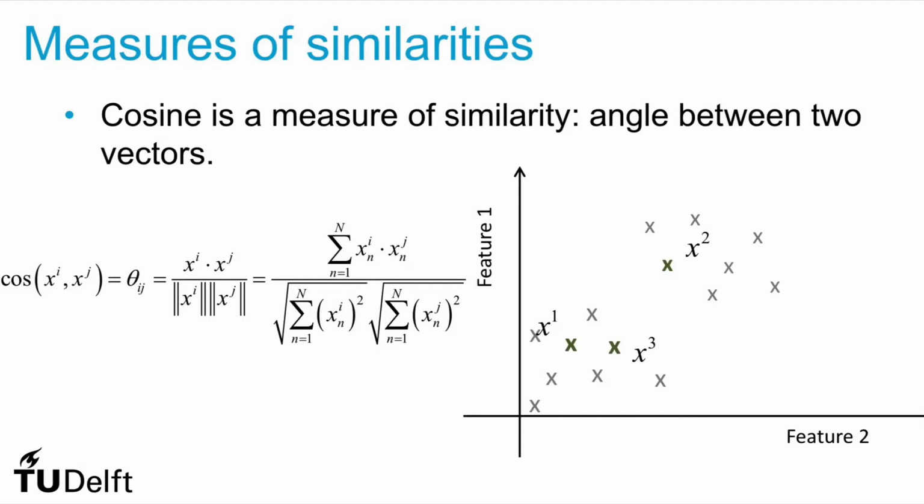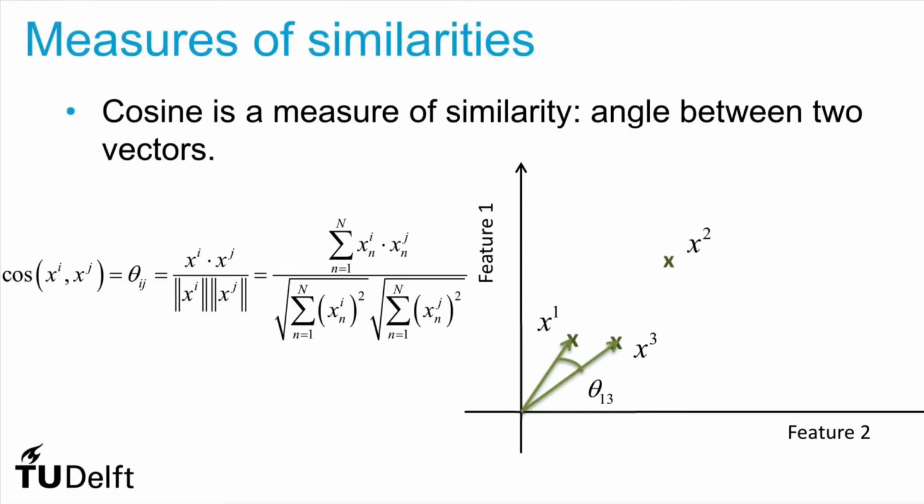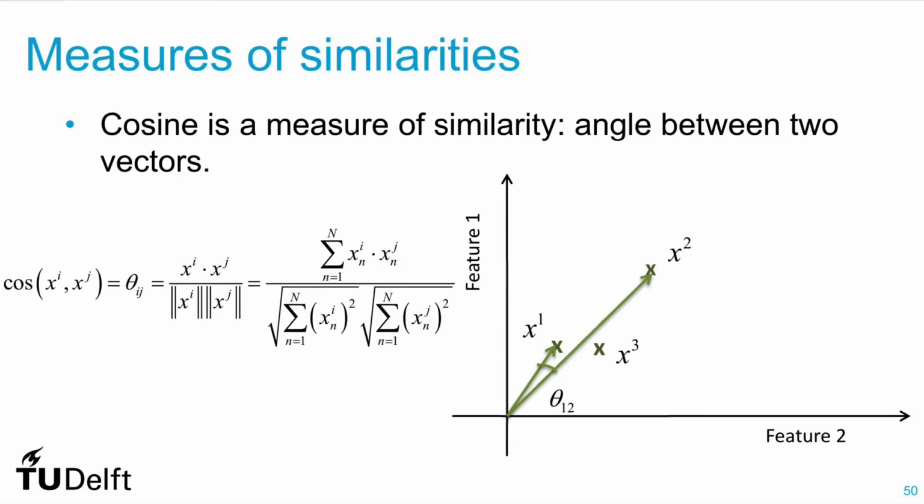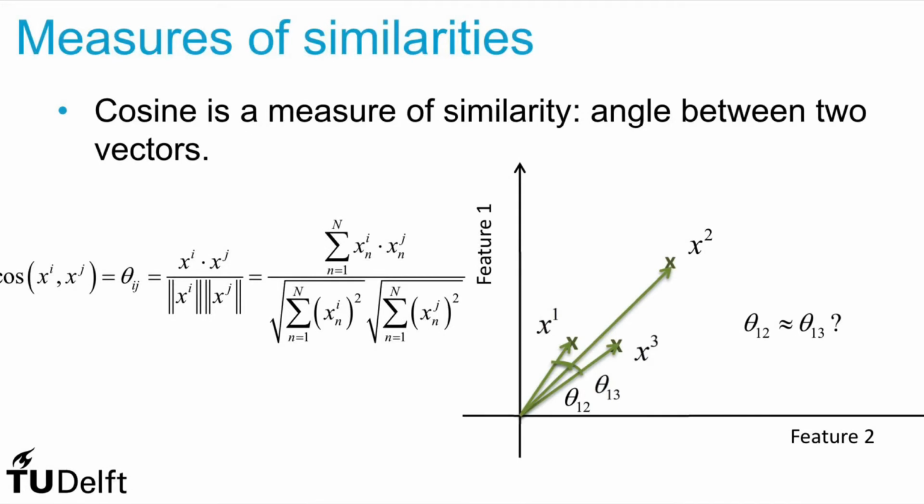So first consider the points x1 and x3, and over there you see the angle between them, theta 1,3. We can also calculate the angle between x1 and vector x2, that's called theta 1,2. Then, when seeing those two angles, it appears that the cosine indicates that both angles are quite similar to each other. So in that sense, to separate those data, this might not be the right option for a measure of similarity.